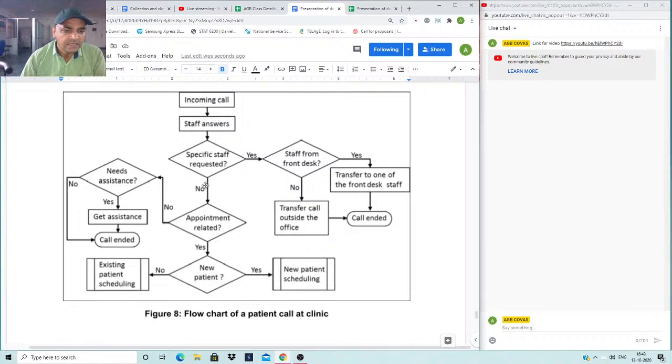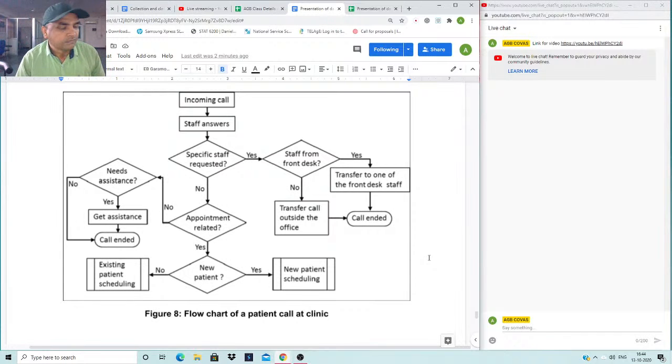If here it is a no, then this is a decision. Then an appointment is related. Is it appointment related? Yes. Is it a new patient? Then new patient scheduling. Already this is a predefined process, so it has to be put in such a type of box. Then if it is no, then existing patient scheduling is there. So like this, this is an example of a flow chart, and this completes our structural diagrams.